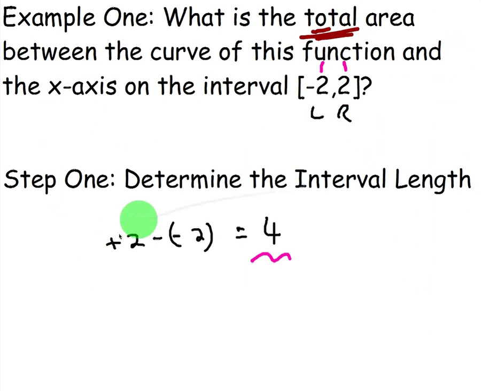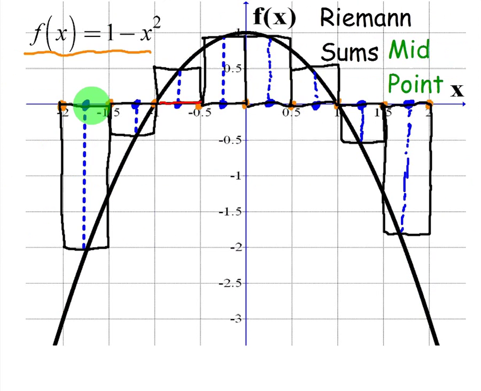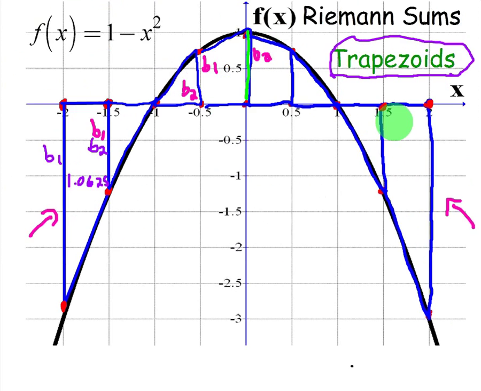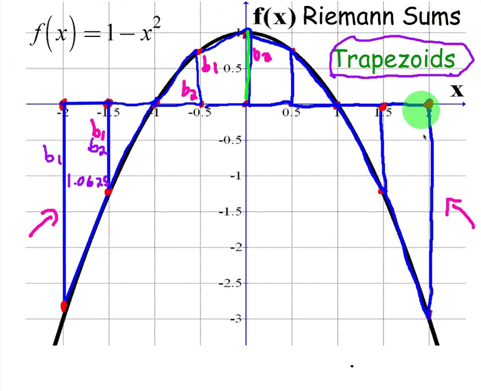So determine the interval length. It goes from -2 to 2, so it's 4, just like the rest of ours. We're still going to use 8 shapes, in this case 8 trapezoids, like we did with our left, right, and midpoint approximations. Again, the more the better. If we use 16 trapezoids, you can imagine how different that would look, but it would be closer to the curve of this graph and hence more accurate.